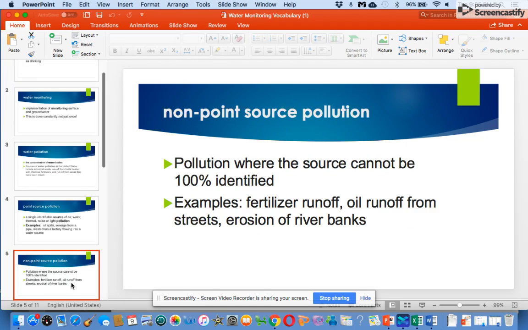Now the next one is actually called non-point source pollution. This is the pollution where it can't be 100% identified. We don't know exactly where it's coming from. We've got an idea, but we don't know exactly. For instance, we talked about how fertilizer runoff is a non-point because if you got a pond back behind your house, you don't know if that fertilizer came from the field next to your house or if it came from fertilizer that had washed off 2 miles down the road or 10 miles down the road.